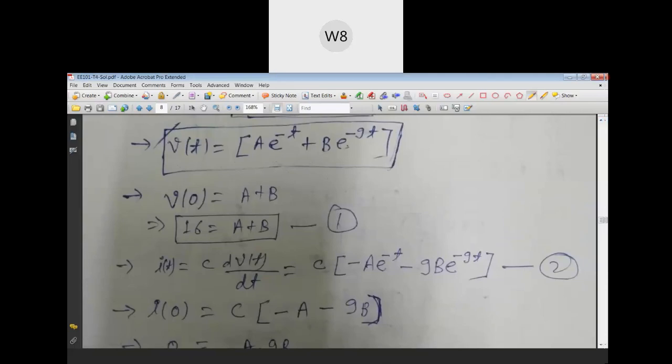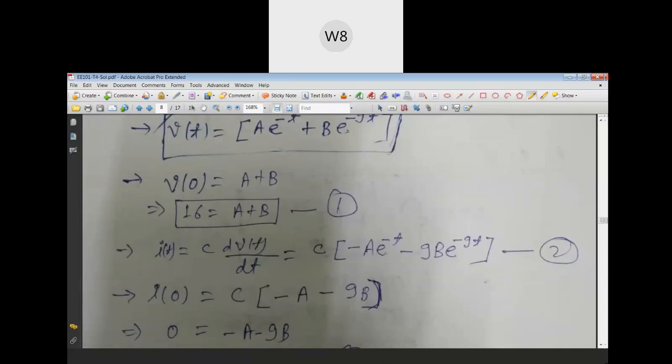So the first equation is the voltage across the capacitor at t equal to 0, or you can say t equal to 0 minus or t equal to 0 plus, because the voltage across a capacitor is not going to change suddenly. It is what is called continuous. That means it changes gradually. So the voltage at the 0 moment will give rise to one equation, and the second equation can be found with the help of the current through the capacitor.